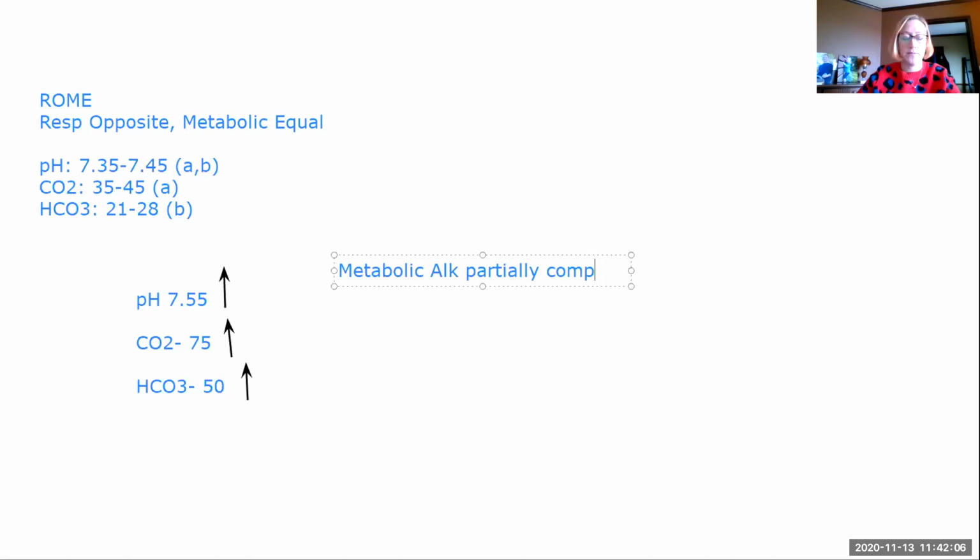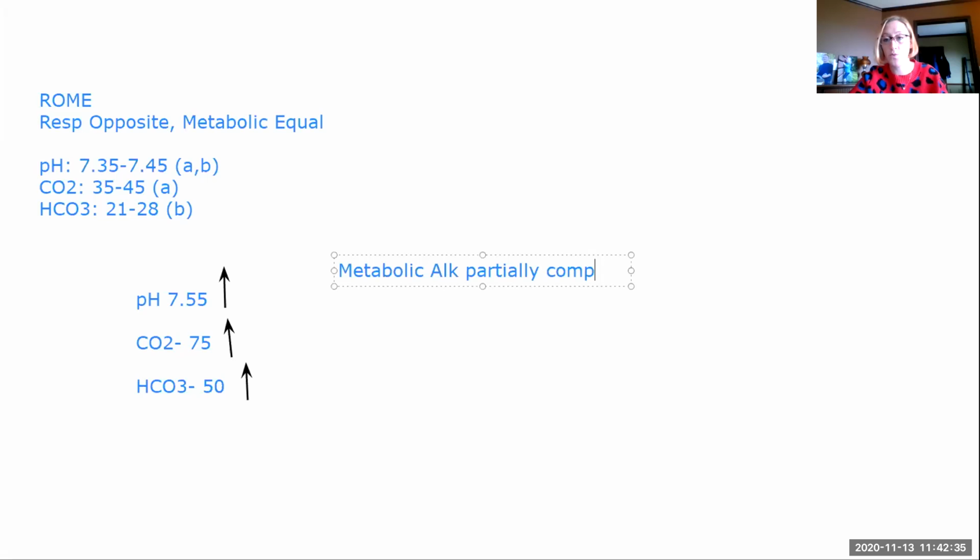So a few tips. If pH is normal, it's automatically fully compensated. If either your CO2 or your bicarb is normal, then it's going to be uncompensated. Can you repeat that? If your bicarb or your CO2 is normal, it's going to be uncompensated.